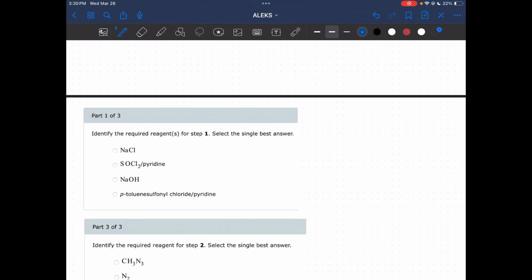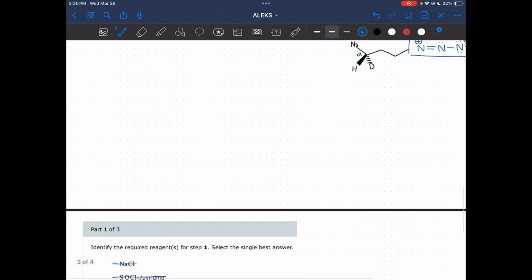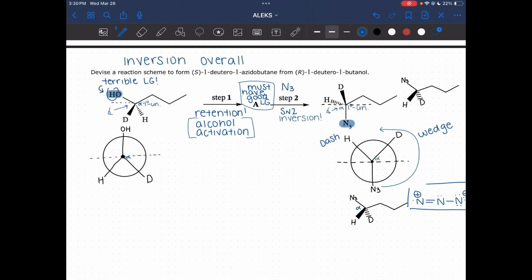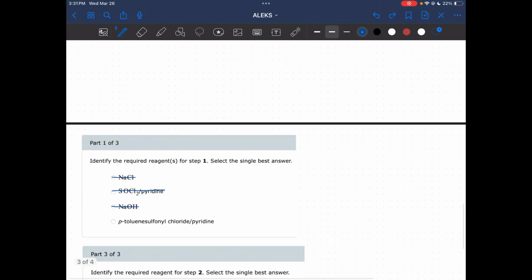Obviously this is going to be just a salt. That won't do anything in solution. That Cl won't be able to attack the OH and make it leave because OH is such a bad leaving group. We know we need to activate the alcohol into something that can leave first before we deal with any SN2 type of mechanism. We know it can't be this because this does inversion. NaOH, again, would not do anything. It would probably just deprotonate this H and nothing else would happen.